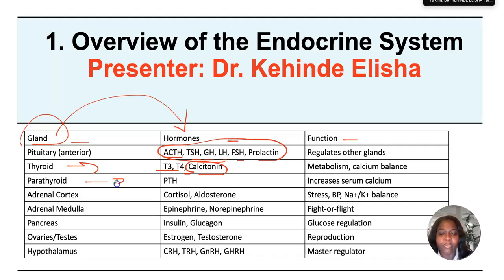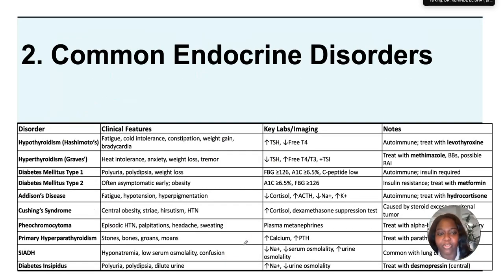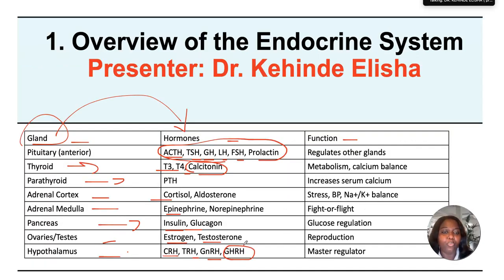The parathyroid secretes PTH. The adrenal cortex secretes cortisol and aldosterone. The adrenal medulla secretes epinephrine and norepinephrine. The pancreas will secrete insulin and glucagon. The ovaries and testes secrete estrogen and testosterone. The hypothalamus secretes CRH, TRH, GnRH, and GHRH, and those all have full definitions. Maybe next time I will have the full definition somewhere here, but I'm sure most of us have experience with this already. Now, they also have a function as a group.